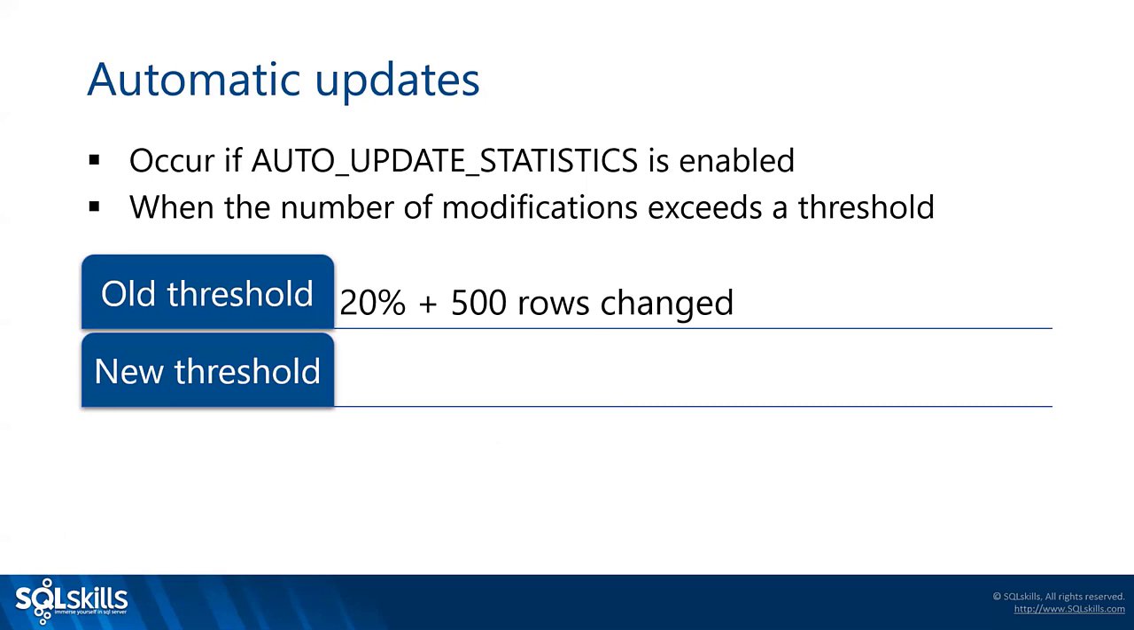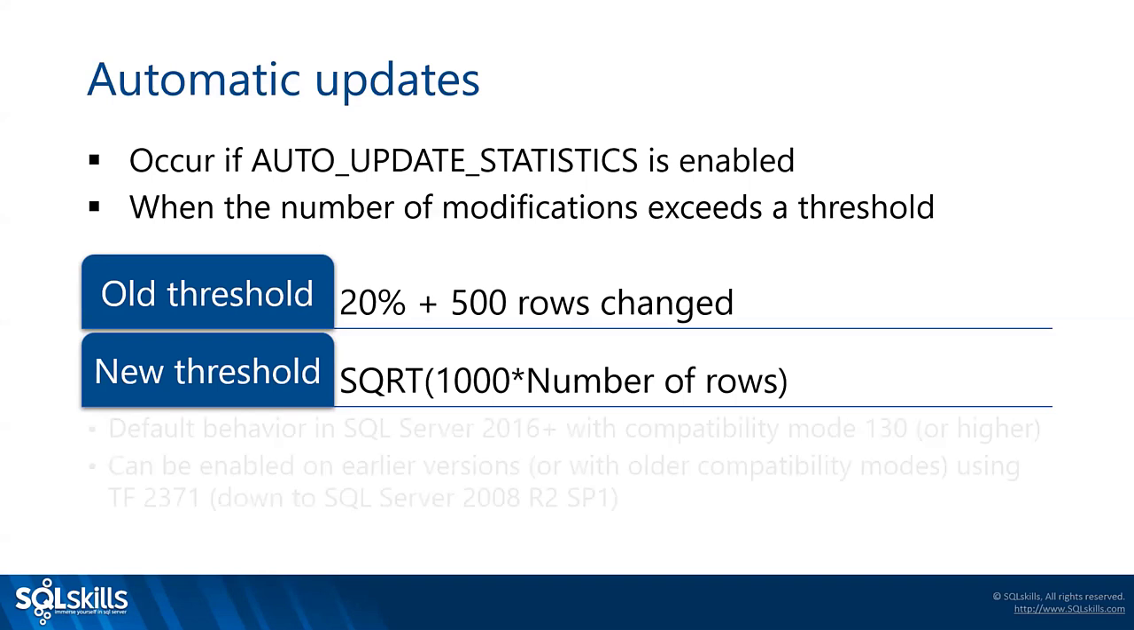It would mark the statistics as invalid. And the next time you ran a query that used those statistics, it would update them. The new threshold is the square root of 1,000 times the number of rows in the table. And this new threshold is way smaller than the old one. Because if you think about tables with 100 million rows or 10 million rows, 20% plus 500 was a long time to get to. And so for some tables that are really volatile, that are larger, customers needed this new threshold, right? They needed them to update more quickly.